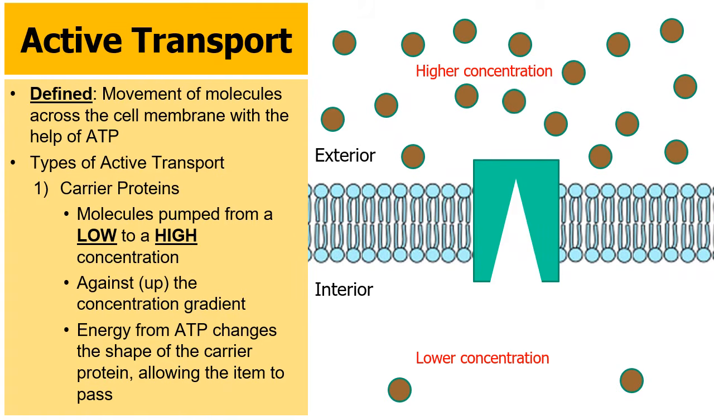Let's see that again. A molecule loads into the carrier protein. With the help of ATP, this carrier protein changes shape, allowing the item to pass. And let's see this one more time. The last brown molecule enters into the carrier protein. With the help of ATP, it changes the shape of the carrier protein, allowing the molecules to pass from a lower concentrated area to a higher.